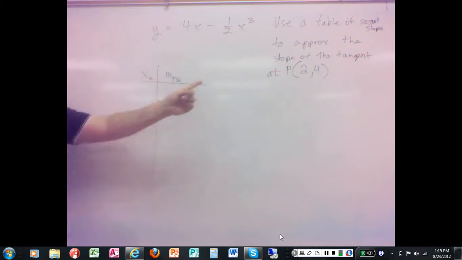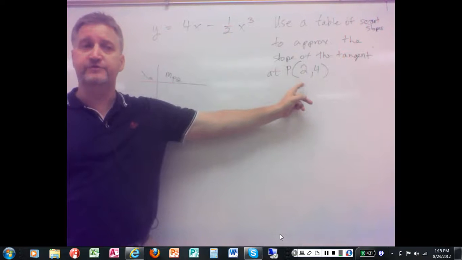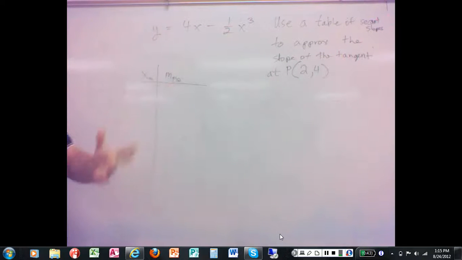Well, wouldn't the x values you want to be close to 2, getting closer and closer to 2? So how about 2.1, 2.01, 2.001? It's so easy to do these. Let's even go out one more. Let's use those for x values.